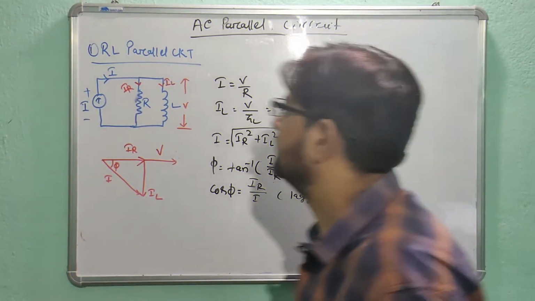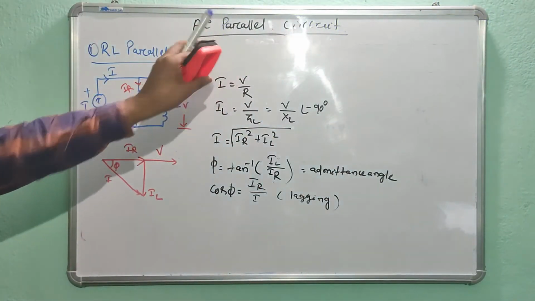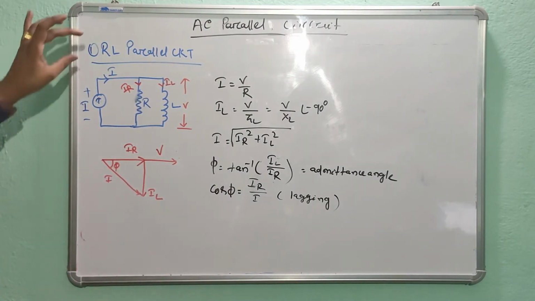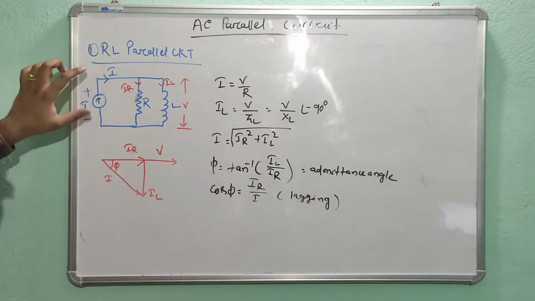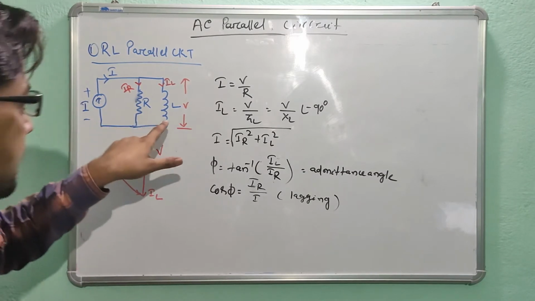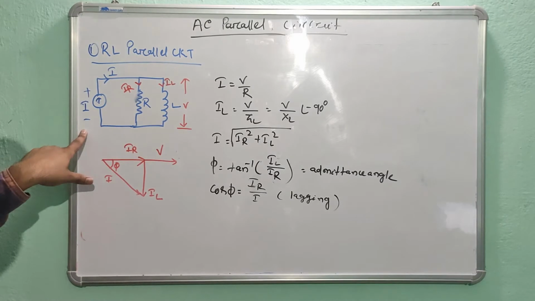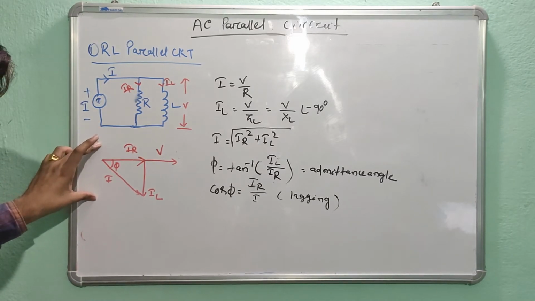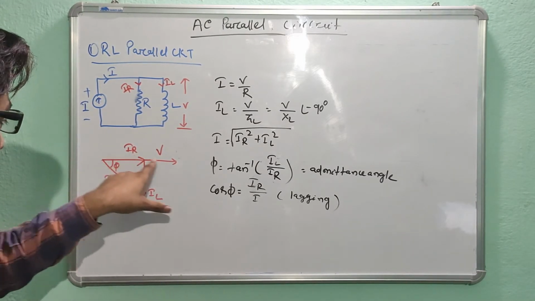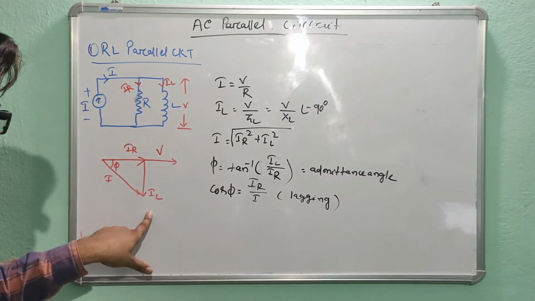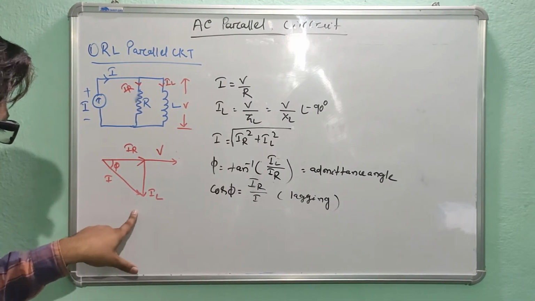Okay, next we will discuss the AC parallel circuit. For the AC parallel circuit, first, what is the RL parallel circuit? That is, a resistance R in parallel with an inductance L with a current source I. So this is my vector diagram. This is your IR, which is in phase with voltage V, and this is the IL, which is lagging. Now this is my resultant.